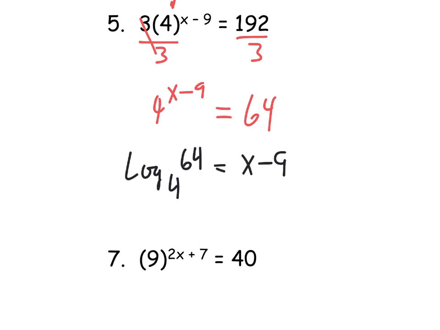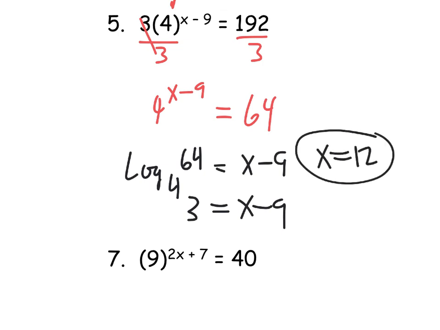So let's use that log base button. 4 and then 64. Look at that, it's 3. Equals x minus 9, so I add 9 to both sides and I get x equals 12, and we're good to go. So I'll let you guys finish this up, and that's 8-3.